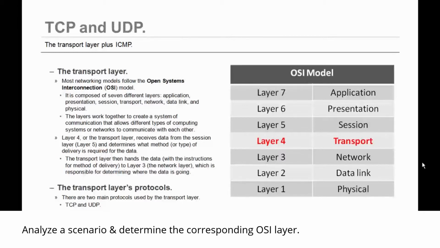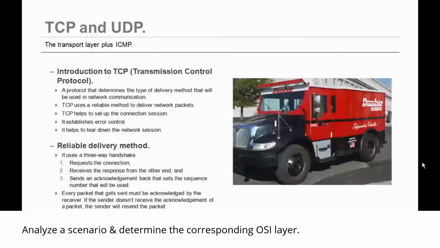Layer 4, also known as the transport layer, receives data from the session layer, which is layer 5, and determines what method or type of delivery is required for the data. The transport layer then hands that data with the instructions for the method of delivery to layer 3, also known as the network layer, which is then responsible for determining where the data is actually going. There are 2 main transport layer protocols. They are TCP and UDP.